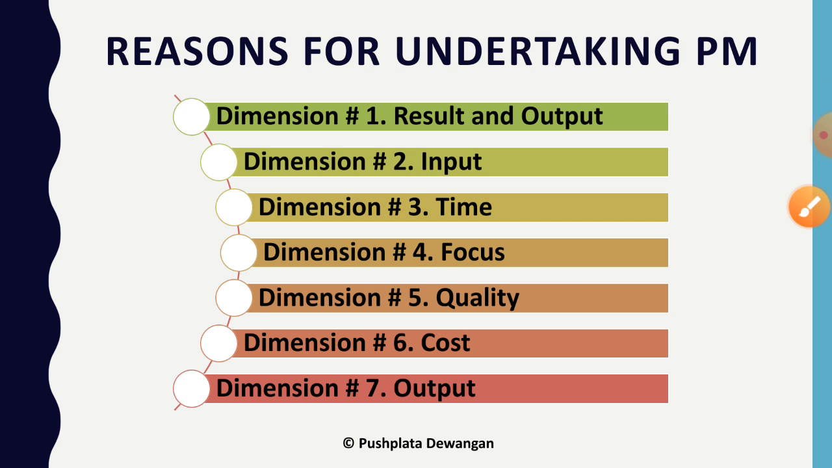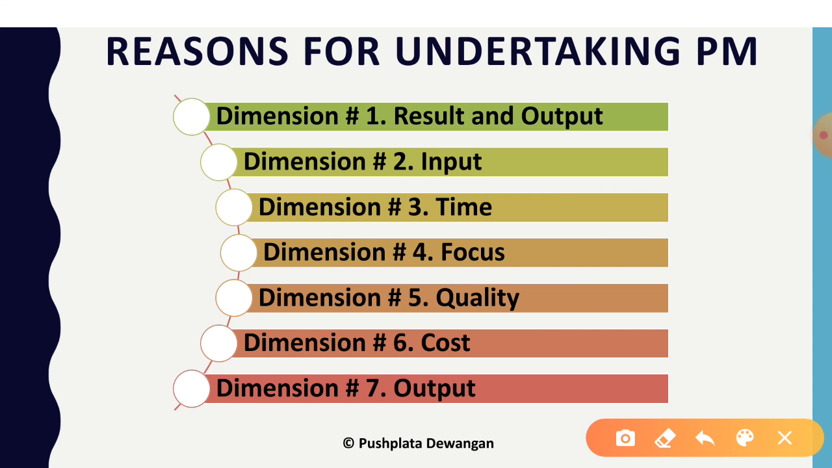Now the next topic is reasons for undertaking performance management. Here PM refers to performance management. It involves thinking through the various facets of performance, identifying the critical dimensions of performance, planning, reviewing, developing, and enhancing the performance and related competencies. The first dimension of performance management is result and output. The most acceptable and measurable dimension of performance is the result and output.